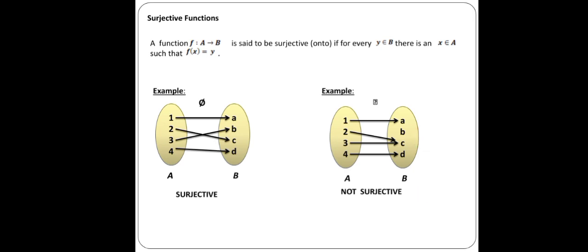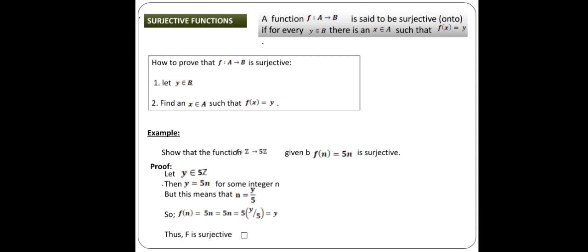So now, how can we prove that the function f from set A to set B is surjective? So we have two steps. In step 1, let y be some element of B. In step 2, find an element x in A such that f of x is equal to y.